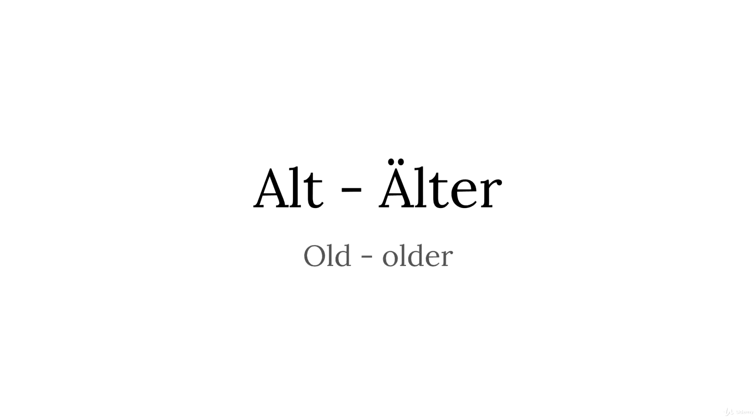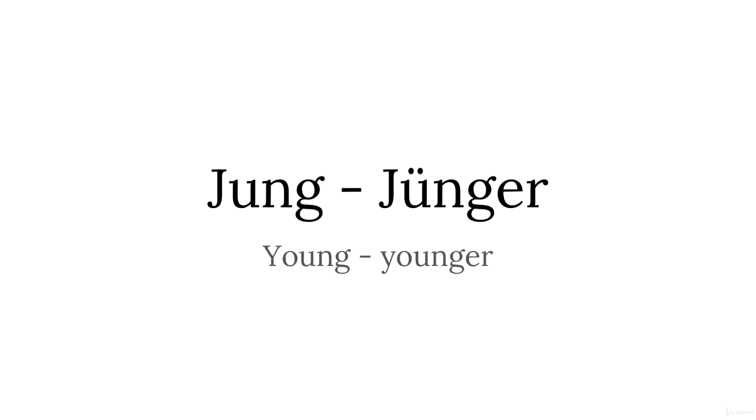When talking about age, for example, old, older, it's again just like groß. Alt would be älter. You add er and you change a into a umlaut. Alt, älter. Again with the opposite, young, younger. Jung, jünger. Jung, jünger.